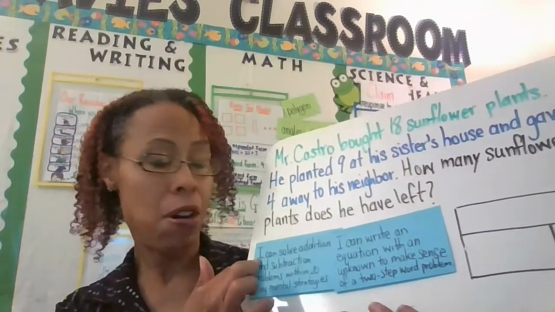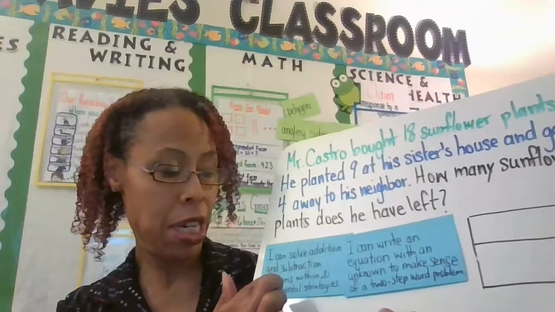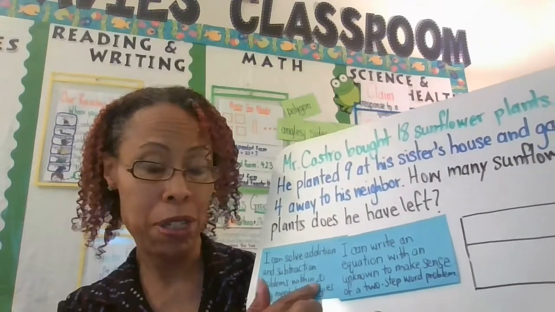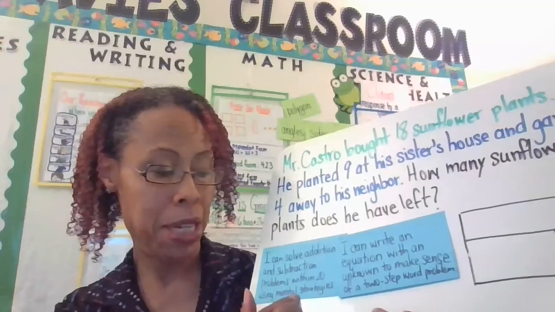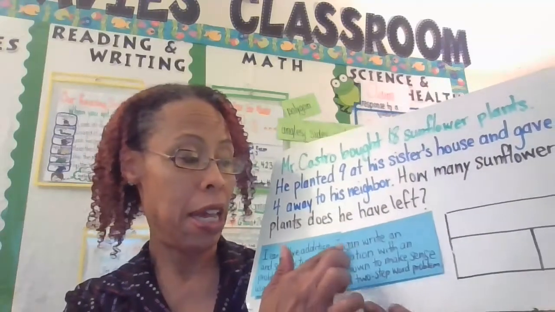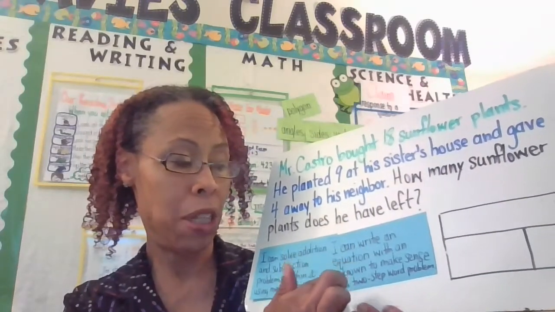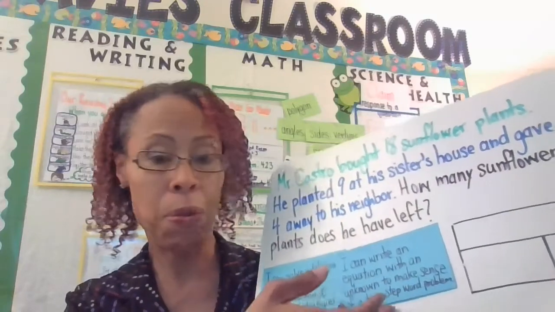Our learning targets are: I can solve addition and subtraction problems within 20 using mental strategies. And I can write an equation with an unknown to make sense of two-step word problems.